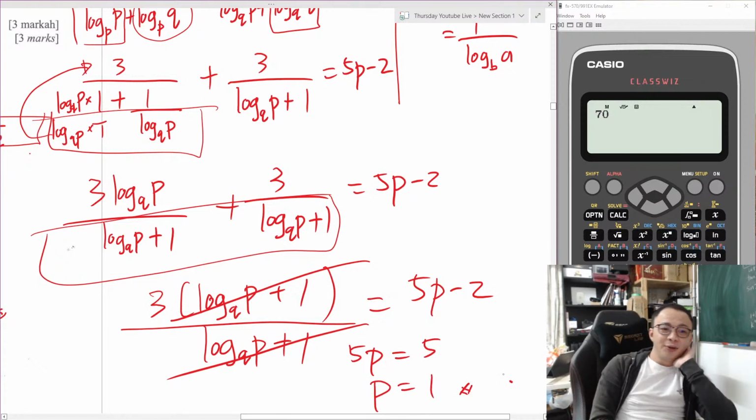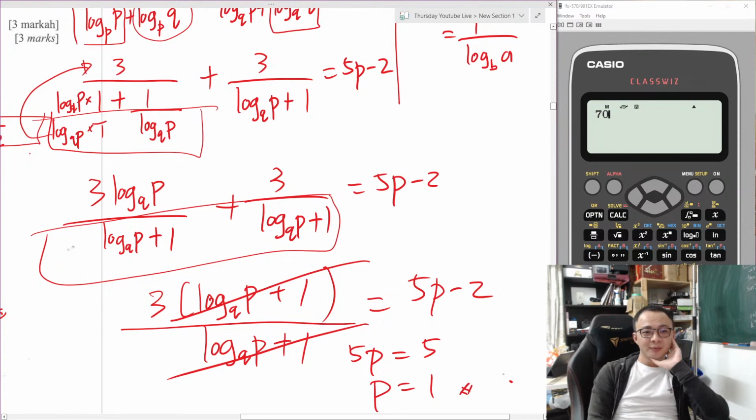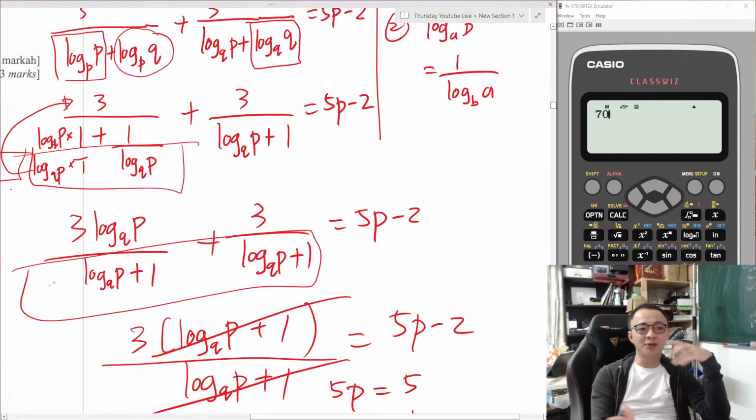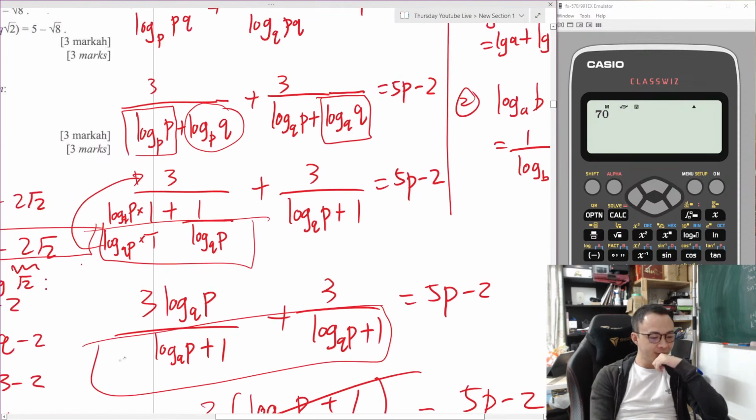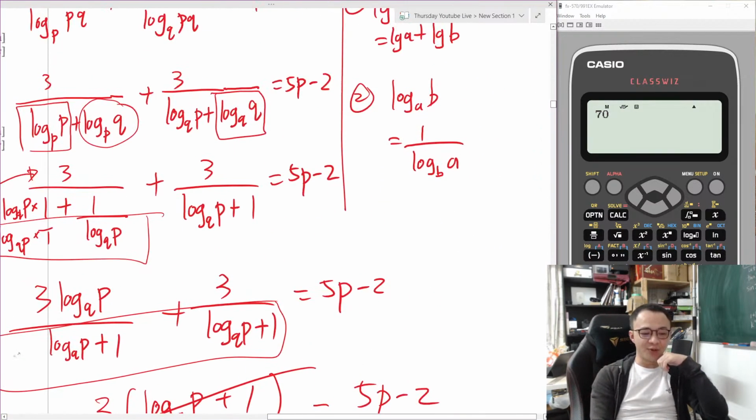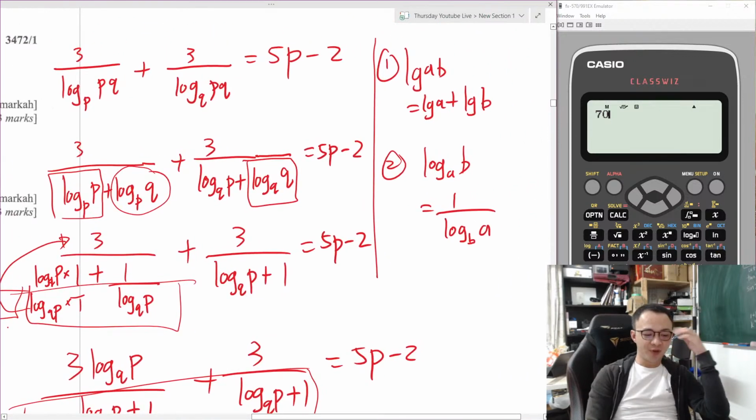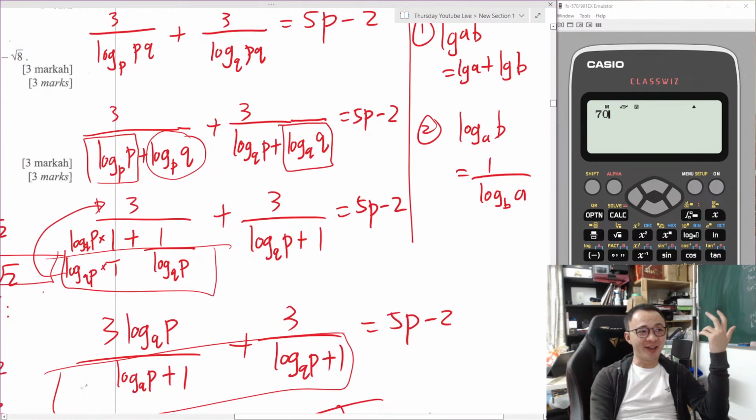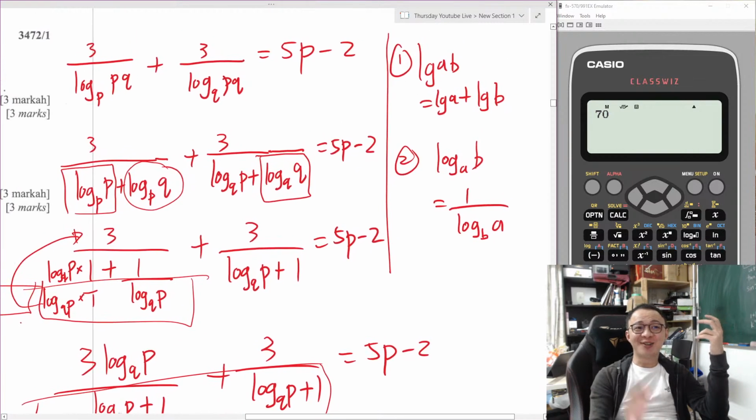Alright, so you can try to change to any base you want. I can change to the base PQ, no problem. Eventually you should get the same result, p equals 1. Or if you find any method which is faster, go ahead and do it. I have no issue with that. Just make sure you understand how to do this kind of log question. Then I'm fine here. Any question you want to ask me?